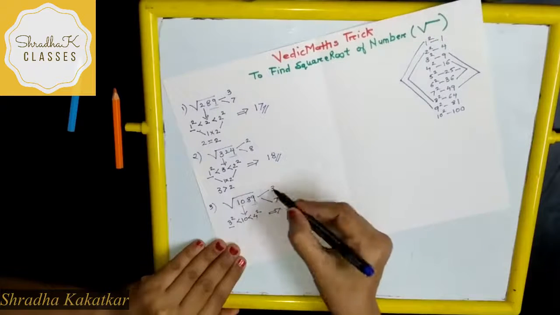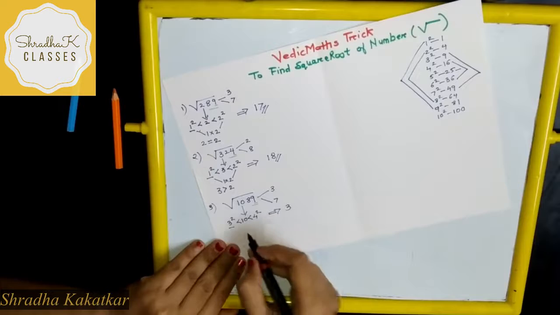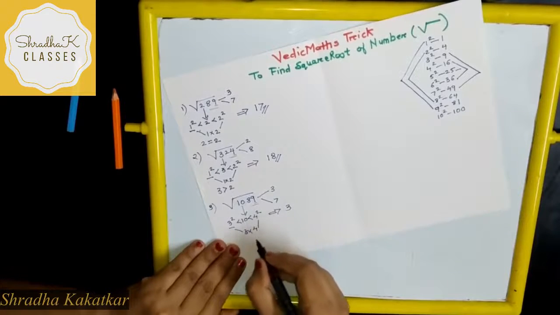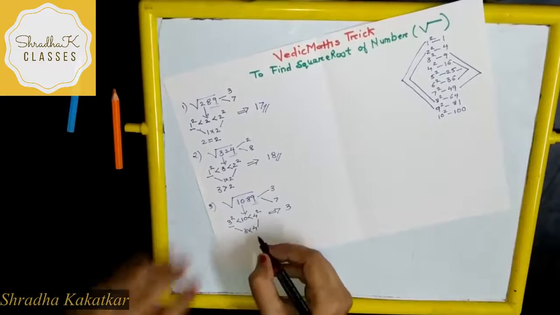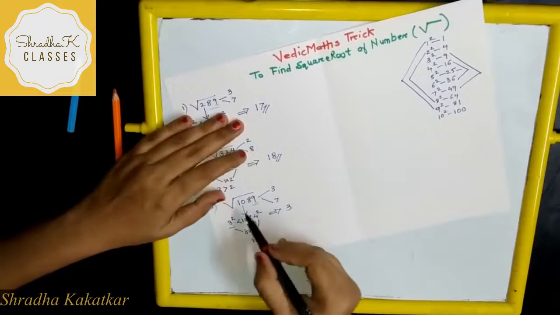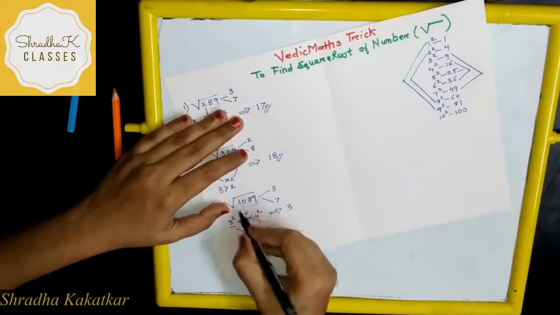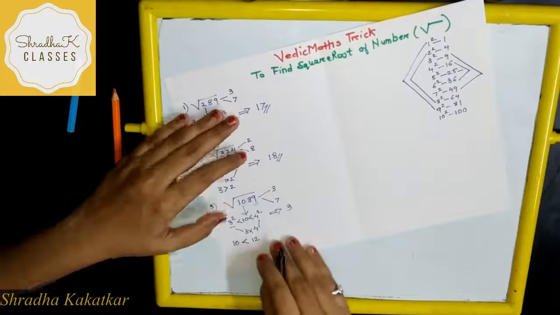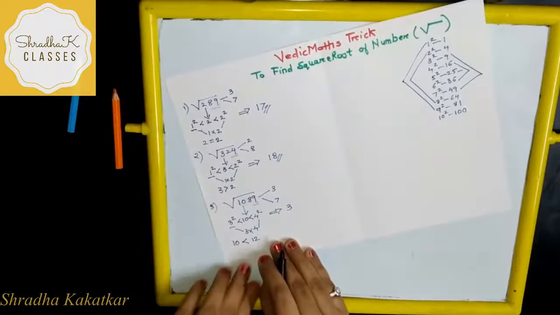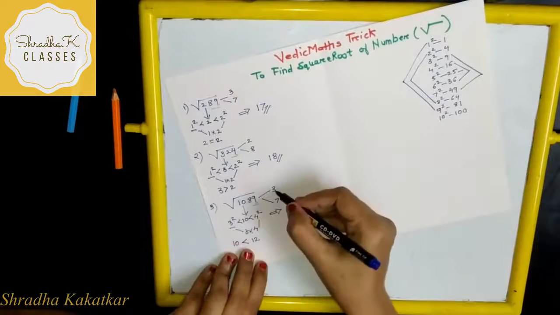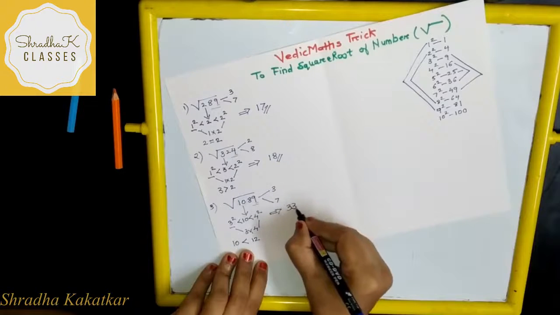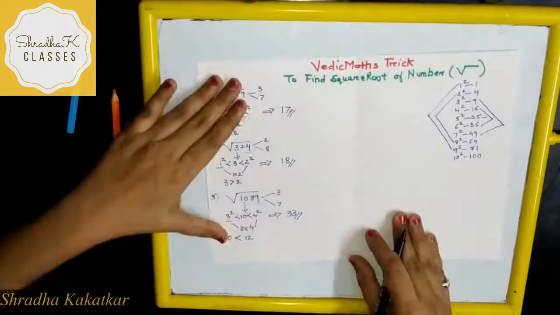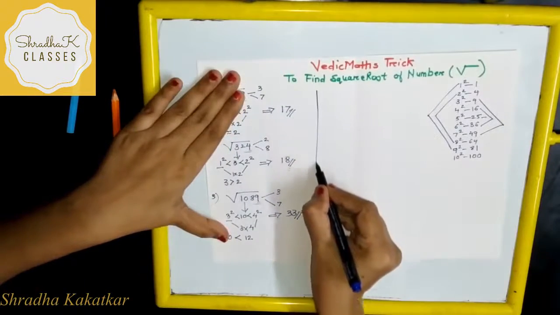Next step is what? Decide between this or this. 3 or 7. So what I will do? 3 into 4. How much? 12. Right? So now this 10 is less than 12. So which number I will consider? Less, right? Because it is less, I will consider the less number. Got it? I hope you are understanding.